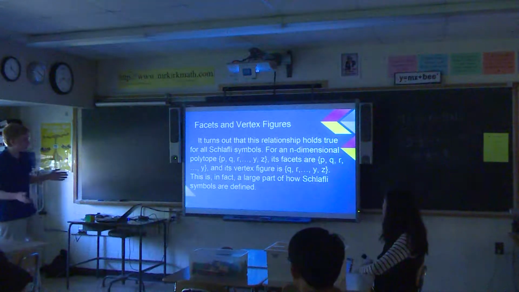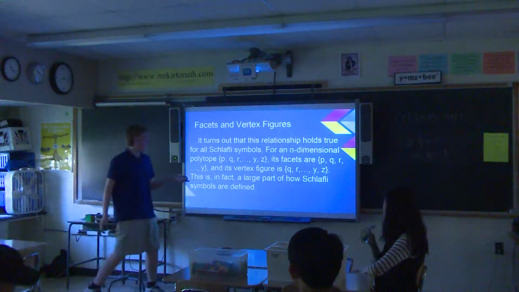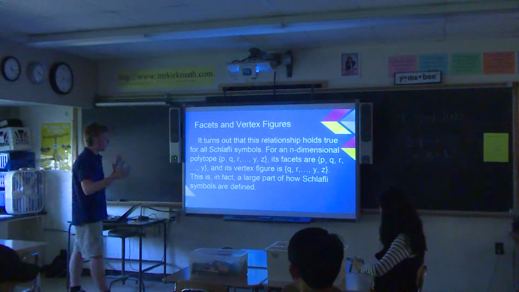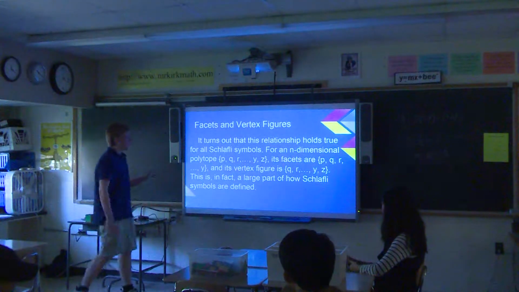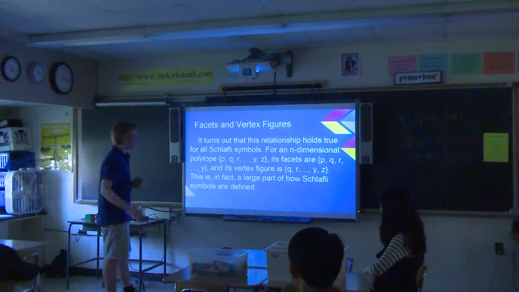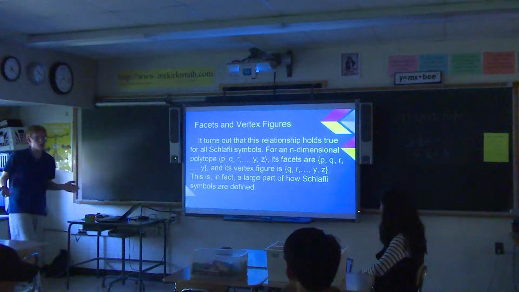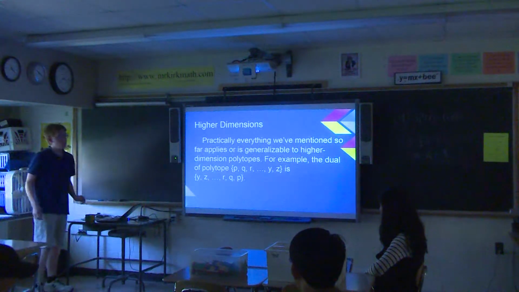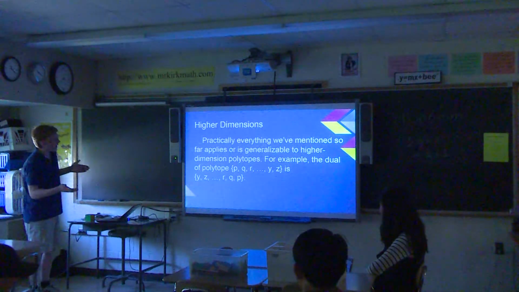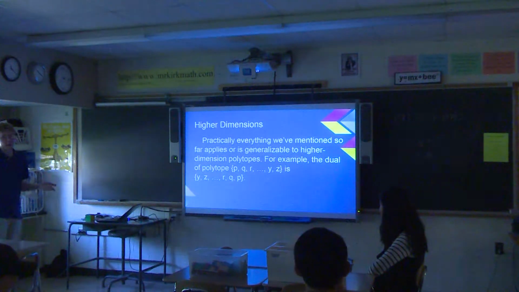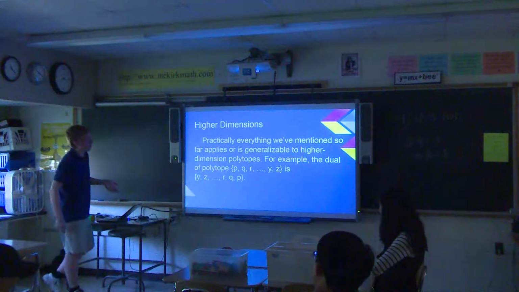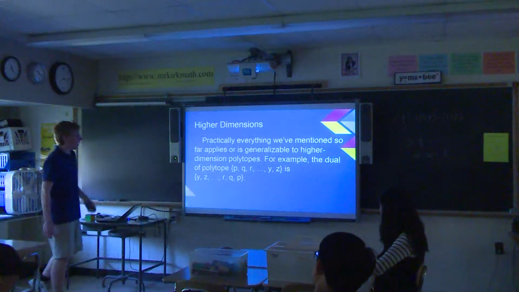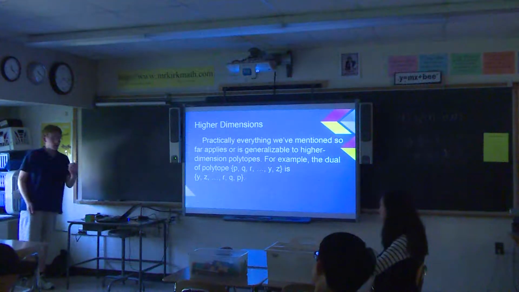So generalizing to n dimensions, if you have an n-dimensional polytope with Schlafli symbol p, q, r, y, z, its facets are going to be p, q, r, y, just dropping the z. Its vertex figure is going to be q, r, y, z, dropping the p, the first term. And this is actually part of how Schlafli symbols are defined. And so, moving up in the world, basically everything we've mentioned so far either applies directly to or is generalizable to higher dimension stuff. For example, dual, with higher dimension stuff, you still do the exact same thing, you flip it. So if you have p, q, r, y, z, its dual is going to be z, y, r, q, p.